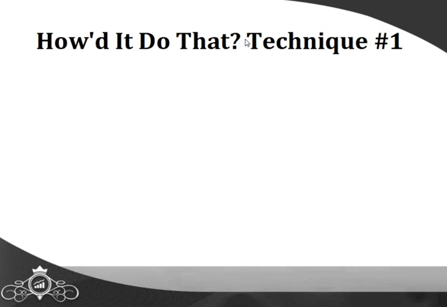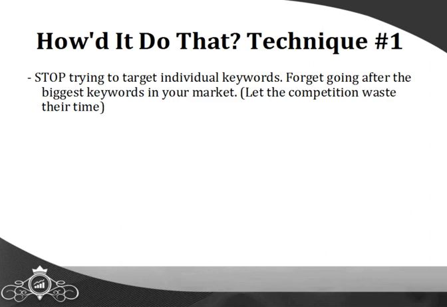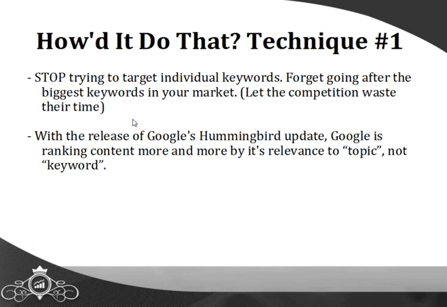So how did it do that? There's a couple of main factors responsible for this site's success, but I'm going to show you one because I think it's the primary one. The technique is to stop trying to target individual keywords. The technique is to forget going after the biggest keywords in your market and to let your competitors waste their time on that. Let me talk to you more about this change that Google has made in the last 12 months. Some of you will know about this and some won't, but last year Google released an update called Hummingbird.